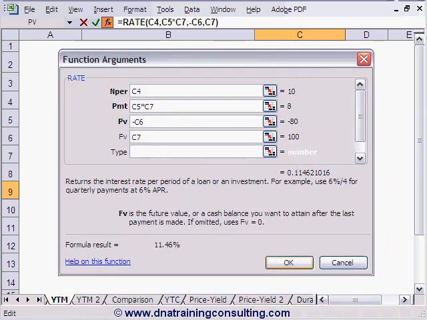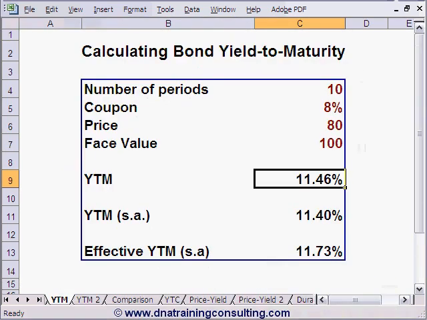And upon hitting OK, this bond's yield to maturity is revealed to be 11.46%, which is lower, as anticipated, than our rough estimate earlier of 12.5%.